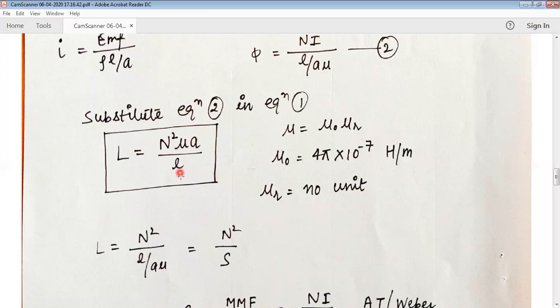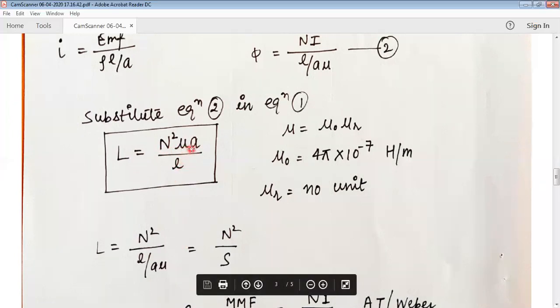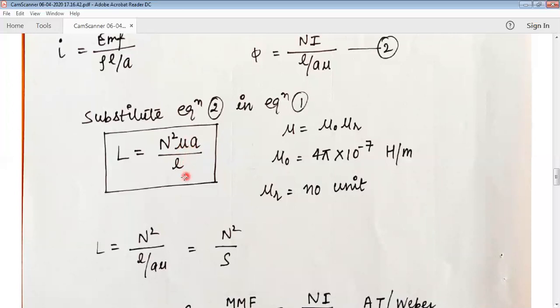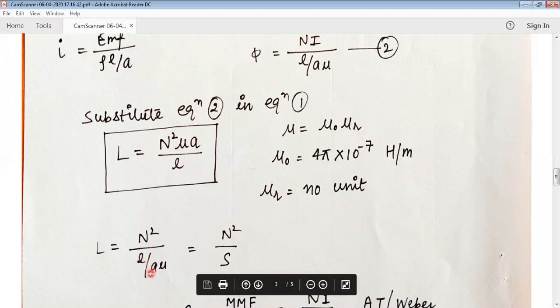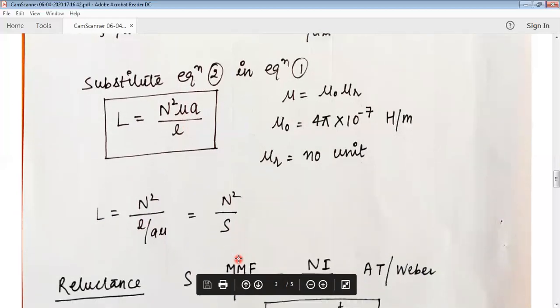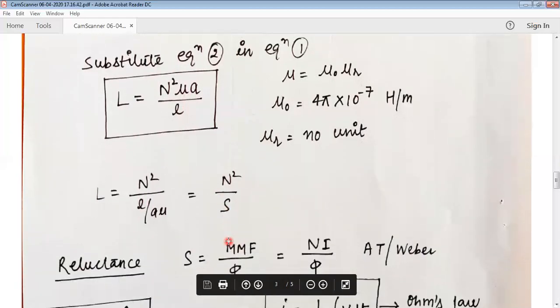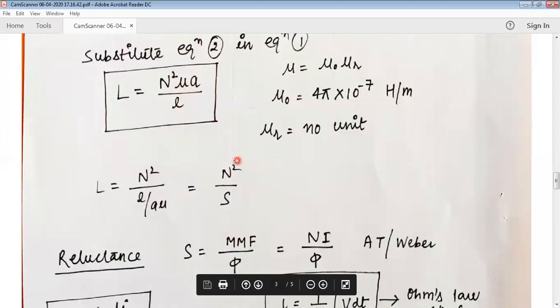Now this equation you can replace with respect to reluctance. So N square, divided by L by mu A. This mu A we take into the denominator. So this term becomes N square divided by L by mu A. And L divided by mu A is what? L divided by mu A is your reluctance, that is the S value. So your inductance is N square divided by S.